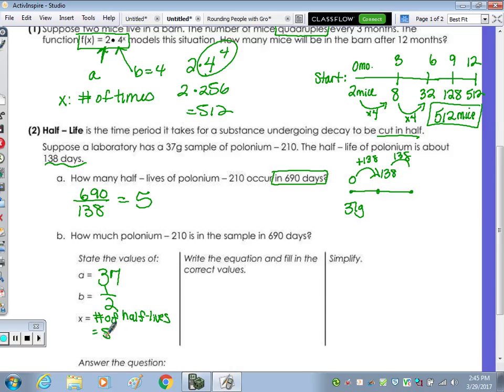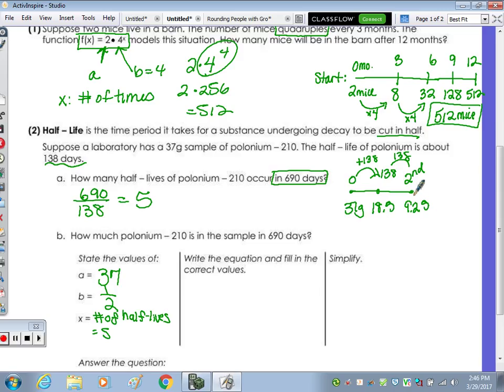Which equals 5. So if we do it by hand, I don't have much room, we're going to cut 37 in half, and what do we get? So 18.5, there's the first half-life. The second, okay, so I'm just going to label second since we know we're going to have 5. The second, cut that in half.